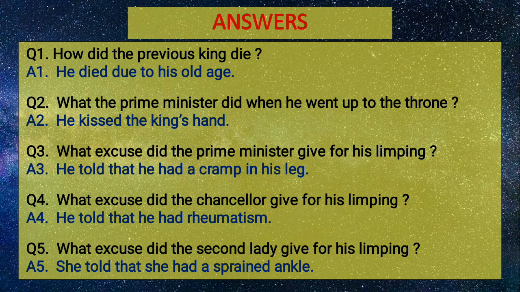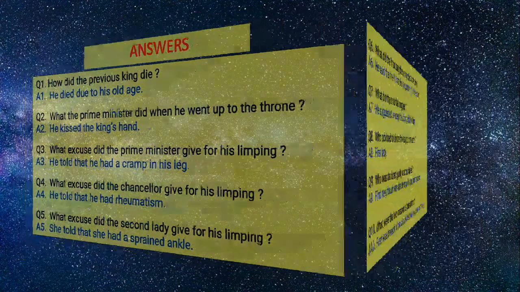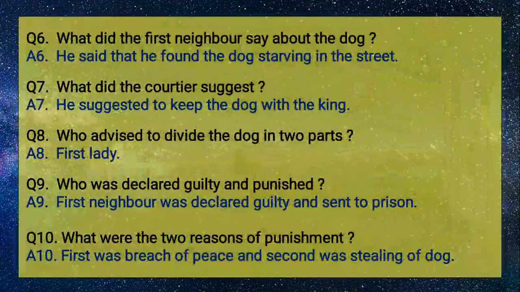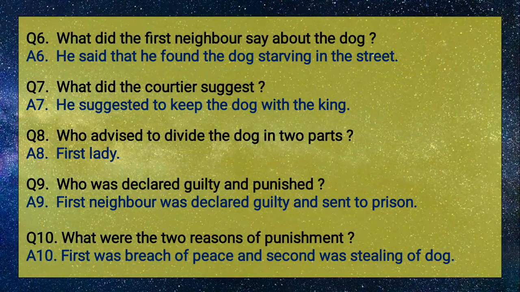Next, what excuse did the Chancellor give for his limping? And its answer is, he told that he had rheumatism. And next question, what excuse did the second lady give for her limping? Yes, and the right answer is, she told that she had a sprained ankle. Question number 6. What did the first neighbor say about the dog? And its answer is, he said that he found the dog starving in the street.